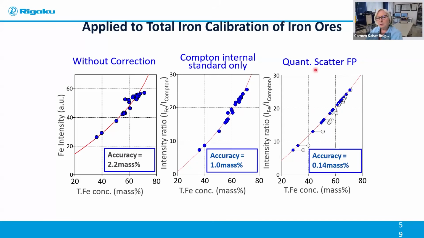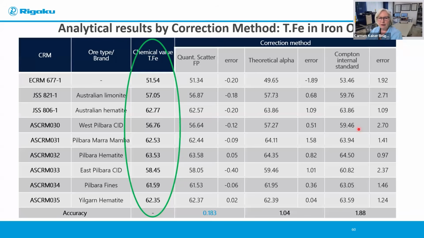If we use this Quant Scatter FP method and we test and have a look at the reference values, you can see here are some certified reference materials, and the ore type, where it's from, or the description of the certified reference material. This is the certified values from the certificate of analysis. And now you can see that we have compared the values from the Quant Scatter FP, which shows a very small deviation from the reference values.